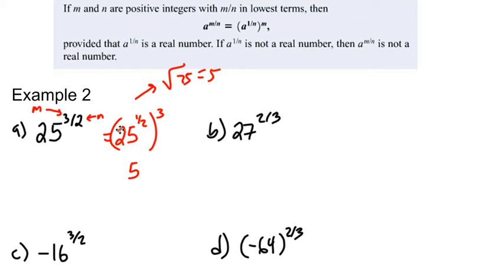All right, so if this whole thing became 5, we now just raise 5 to the power of 3, which is 5 times 5 times 5, or in this case, 125. Well, bam! Pretty sweet.